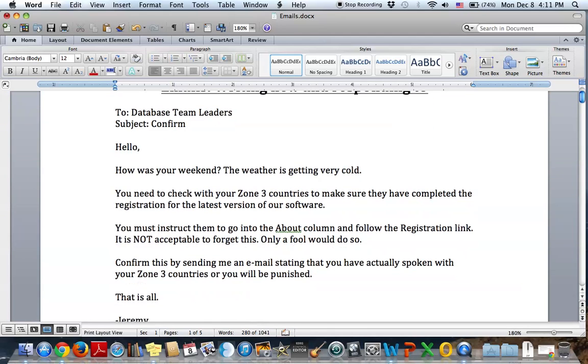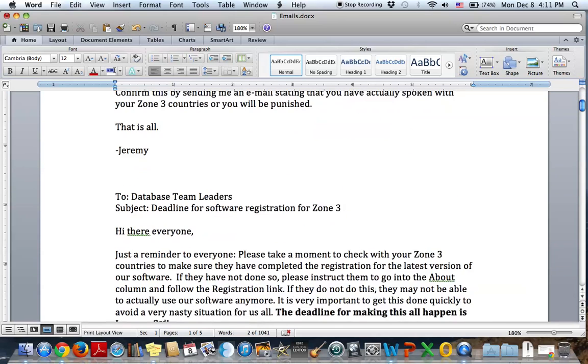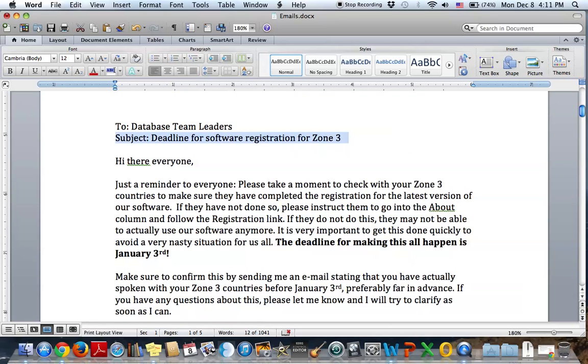Here's our first email to database team leaders. Subject: confirm. What? Confirm? Confirm what? We don't know what we're talking about here. This is very unclear. Maybe it's on topic, maybe it's not, but it's not catchy and it's very unclear. Let's come down to the second one. Subject: deadline for software registration for Zone 3. Aha! Good! This isn't the catchiest title, of course, but hey, it is clear and it's pertinent. This is exactly what we're going to be talking about in the rest of this email.